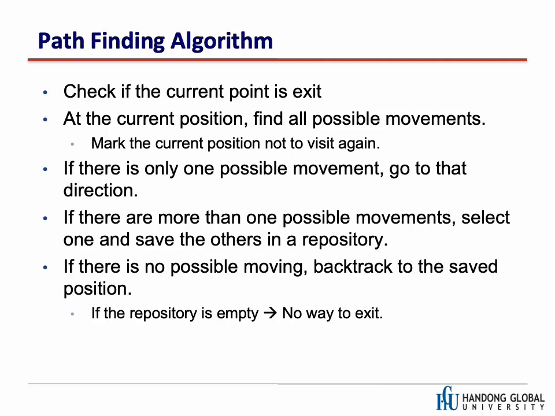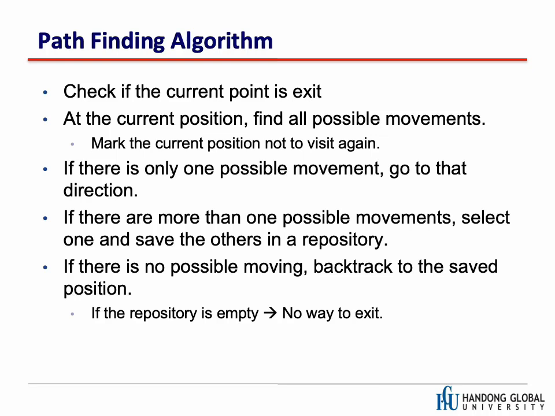And next, if there is only one possible movement, then it's easy, just go in that direction. There are no other options. It's a simple problem. But if there is more than one possible movement, then we have to choose. So select one direction, and then what should we do? Save the others in a repository. If our choice is good, then we are lucky. But if our choice leads us to a dead end, then we have to come back to the other options. So we just save the other options in a repository.